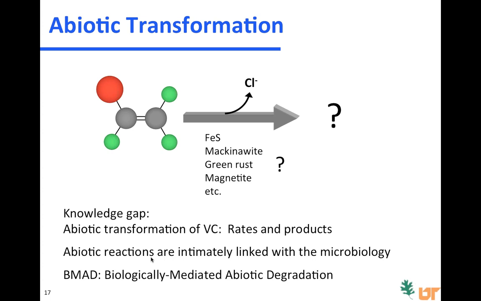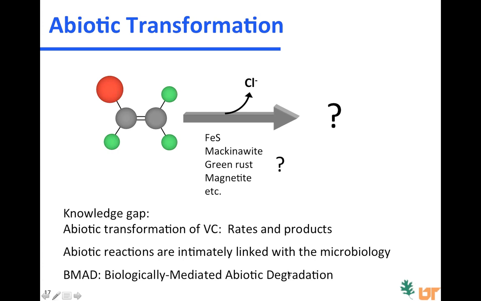One thing to realize is that all of these abiotic reactions are intimately linked with the microbiology. What I want to say here is that all of these phases, these active minerals, are generated because of microbial activity, leading to formation of ferrous iron, leading to the formation of sulfide, so sulfate-reducing bacteria. And so this is not a joke, BMAT, this is actually a concept that we should explore in more detail: the biologically mediated abiotic degradation.